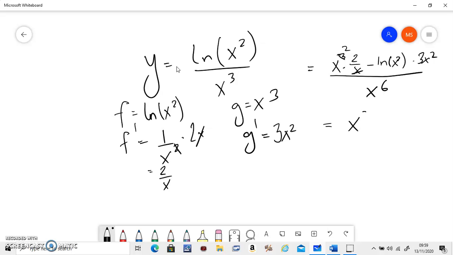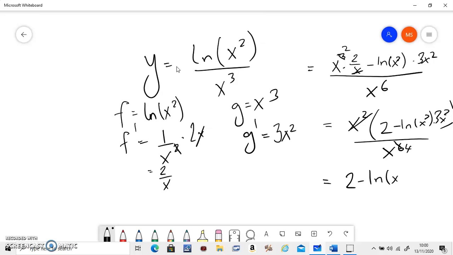So what is common on the top is x squared. So you're left with 2 minus ln x squared times 3x squared over x to the 6. Cancel this, make it 4. So final answer 2 minus ln x squared times 3x squared over x to the 4. And this is your final answer.